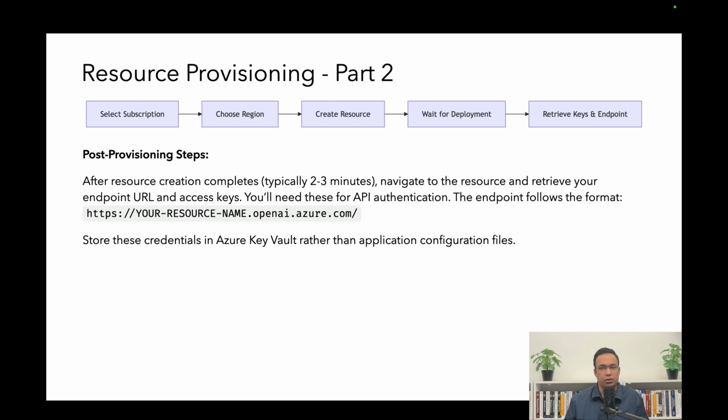Now, an important security practice here. You should store these credentials in Azure Key Vault rather than in application configuration files. Putting credentials in configuration files, even if they are not checked into source control, creates security risks. Key Vault provides centralized secret management, automatic secret rotation capabilities, and audit logging, which are pretty important in production use cases. Your application should retrieve the credentials from Key Vault at startup rather than having them hard-coded somewhere in the source code or even the configuration files.